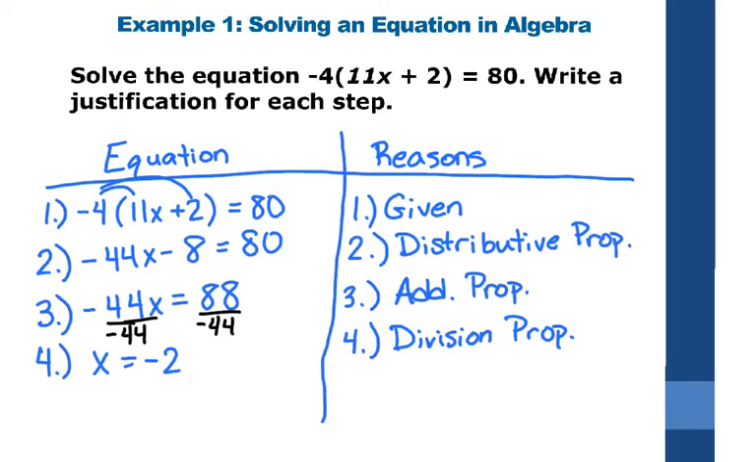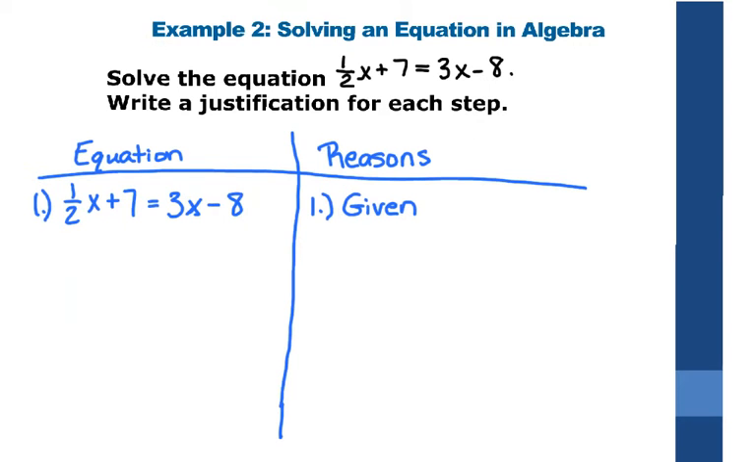We have solved our equation for x, and we have given reasons for each one of our steps, and that is it. That's all there is to algebraic proof. Let's do another one. We have this equation here, and again we're asked to write a justification for each step as we solve this equation.